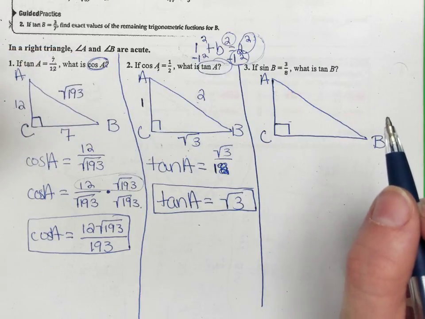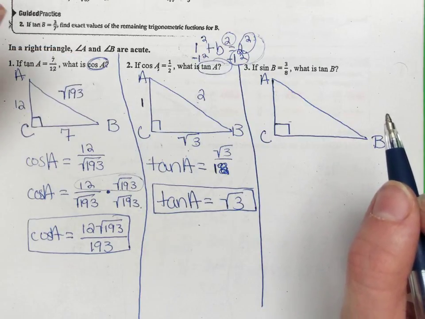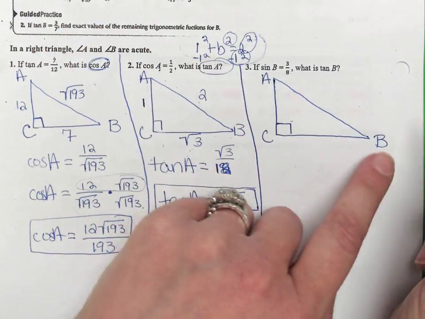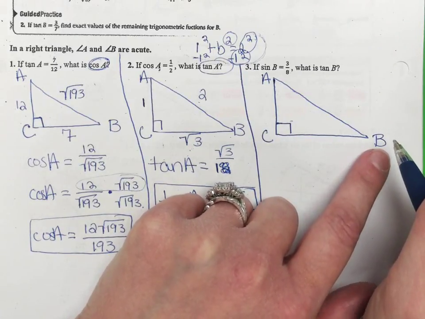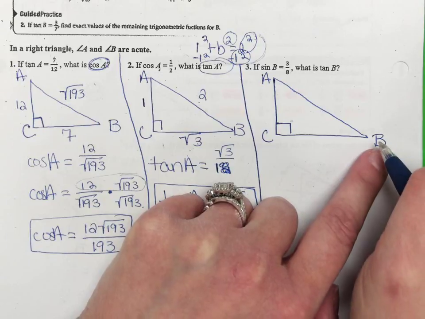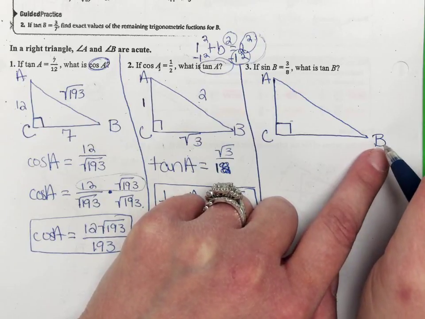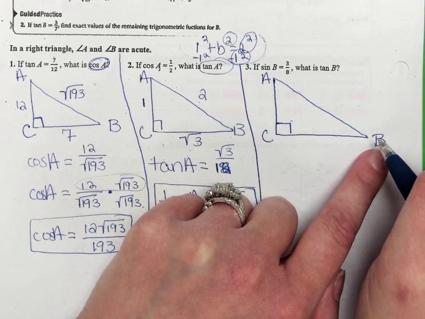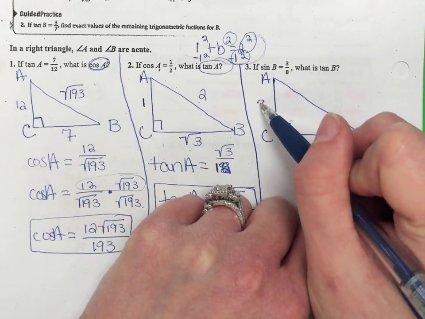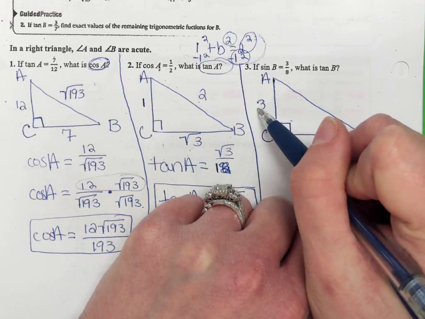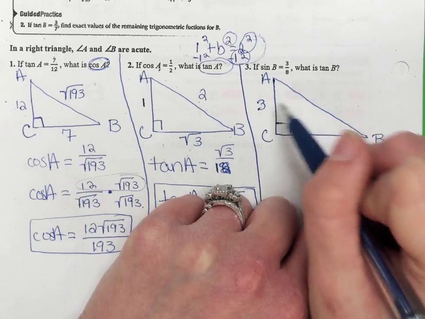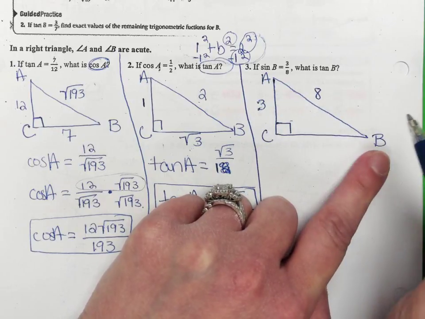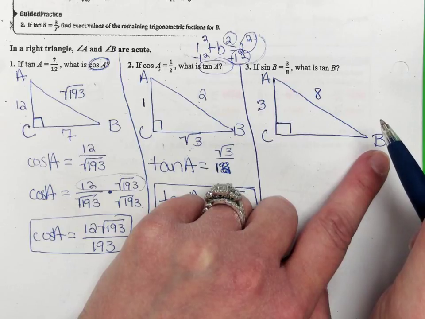Okay, what angle does it tell us to go off of this time? B. So which is this one, okay? That's very important because you could get a completely different answer if you go off of a different angle. So sine is what over what? Opposite over hypotenuse, which is 3 over 8. Okay with that?